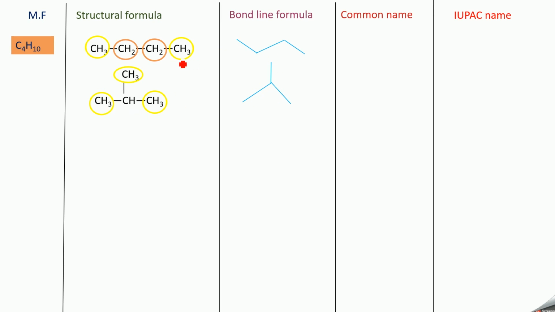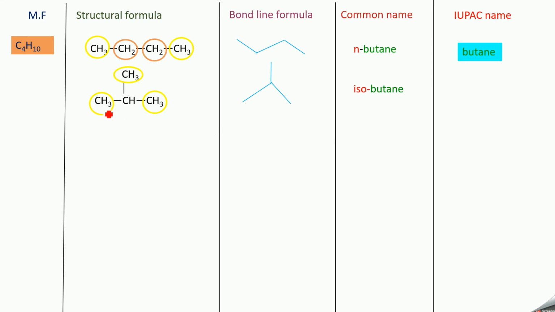Now the name of this compound: this is a straight chain. So we have n-butane. N stands for normal. IUPAC name simply butane. Here for the second compound, we have a branch in the second carbon atom. So here the common name, this group we call iso. Similar groups are attached to this carbon atom. So we have iso and 4 carbon atoms, so isobutane.